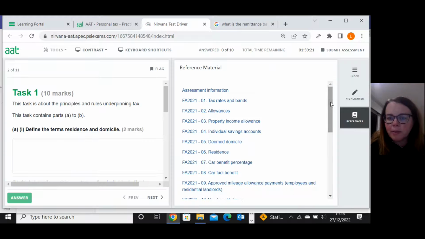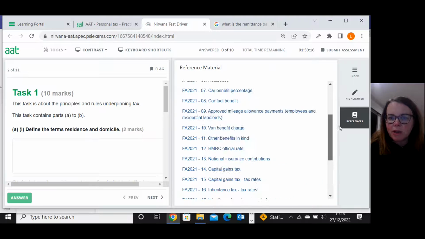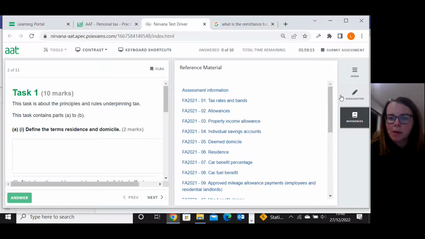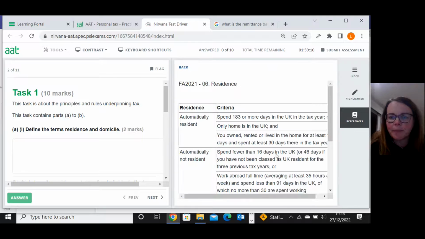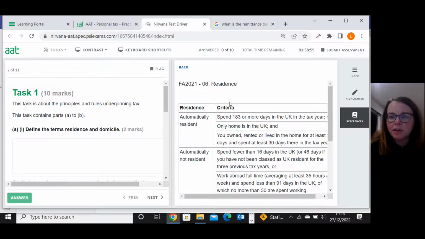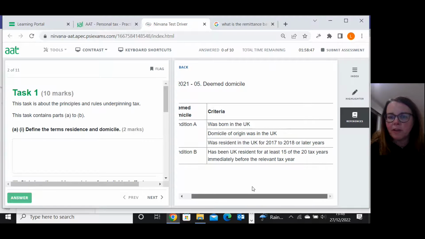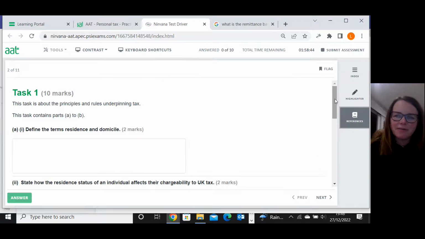So you should have some information on residence and domicile in your reference material. So residence here tells you you are automatically resident if these things apply, automatically not resident if these things apply. Quite a lot of specifics there. And you've also got in that reference information deemed domicile reference information. That doesn't really help us hugely with this task.